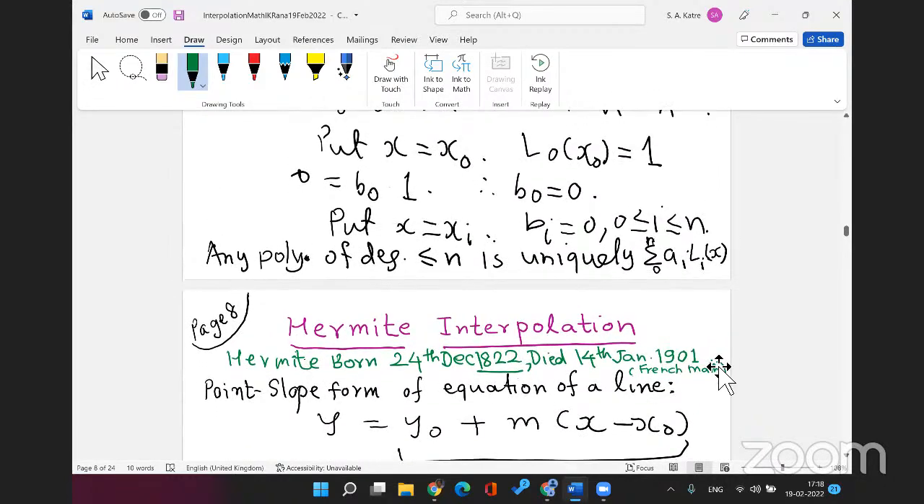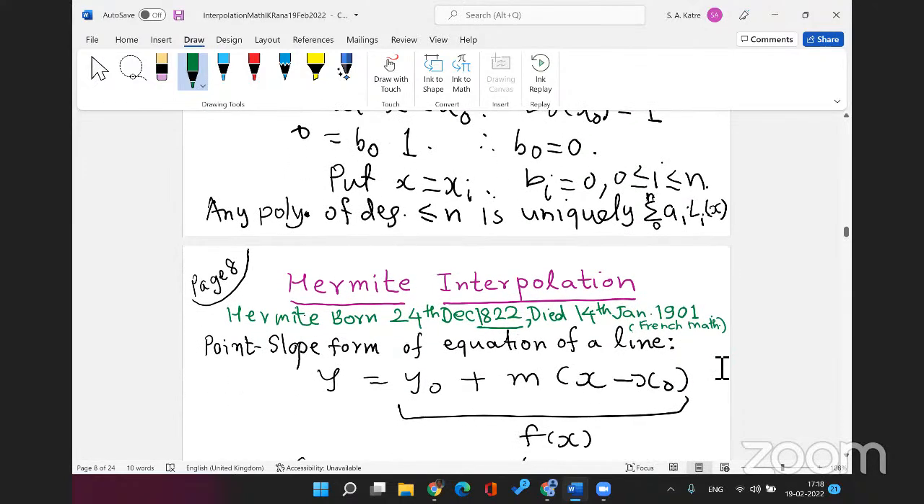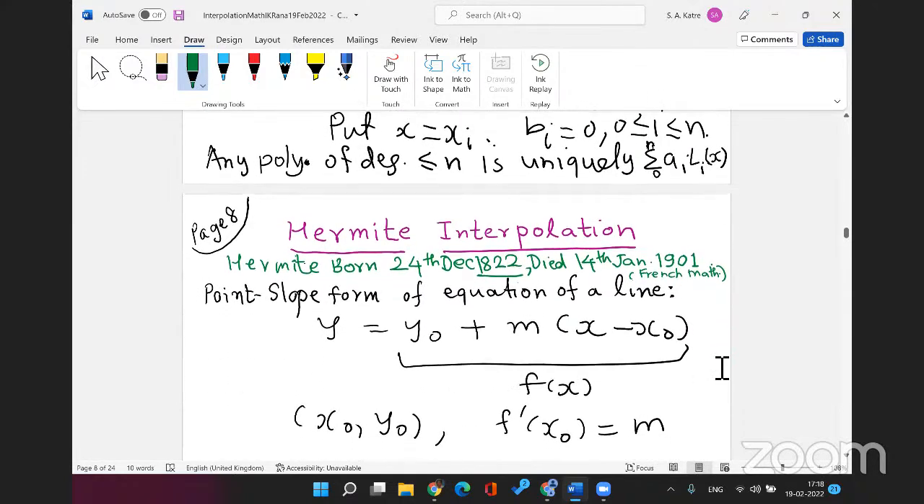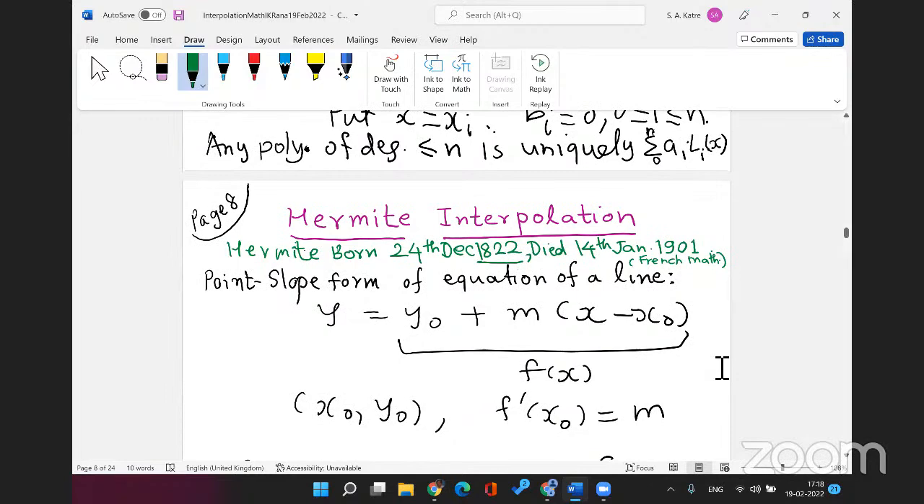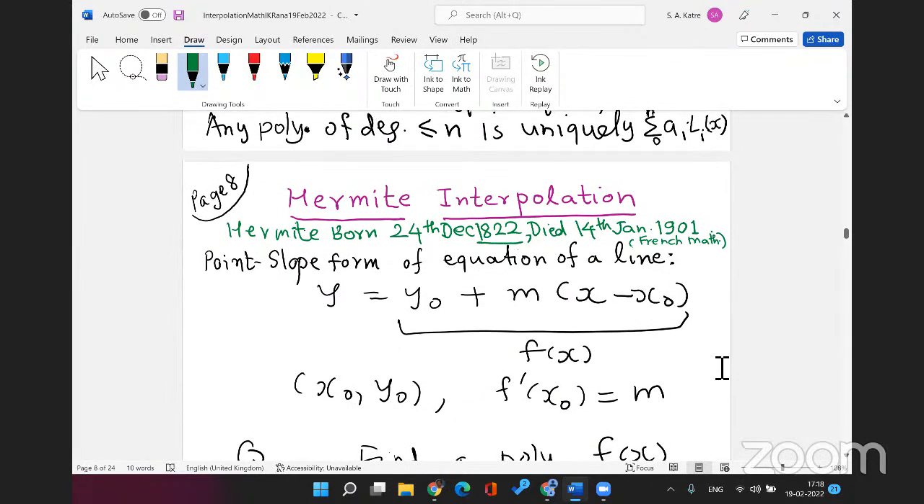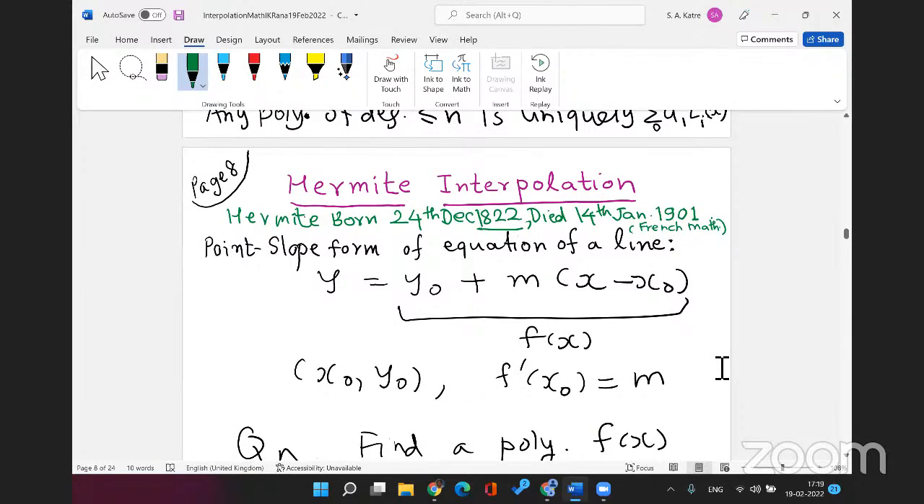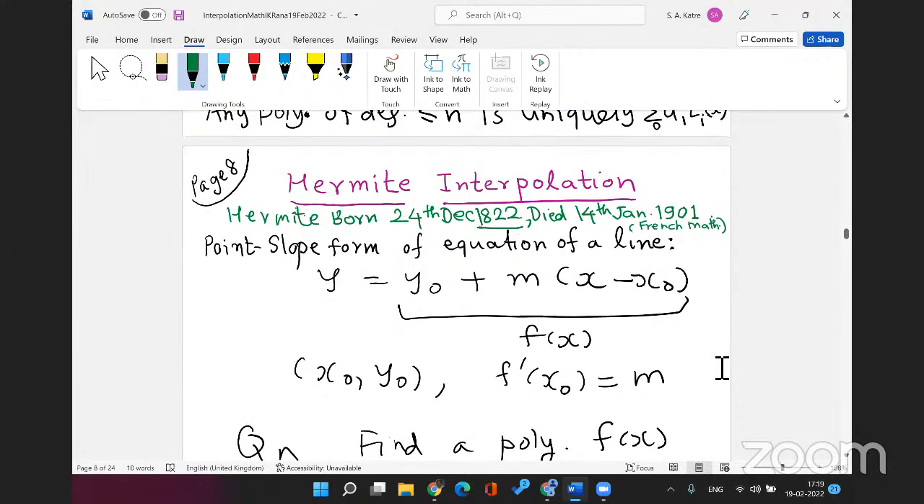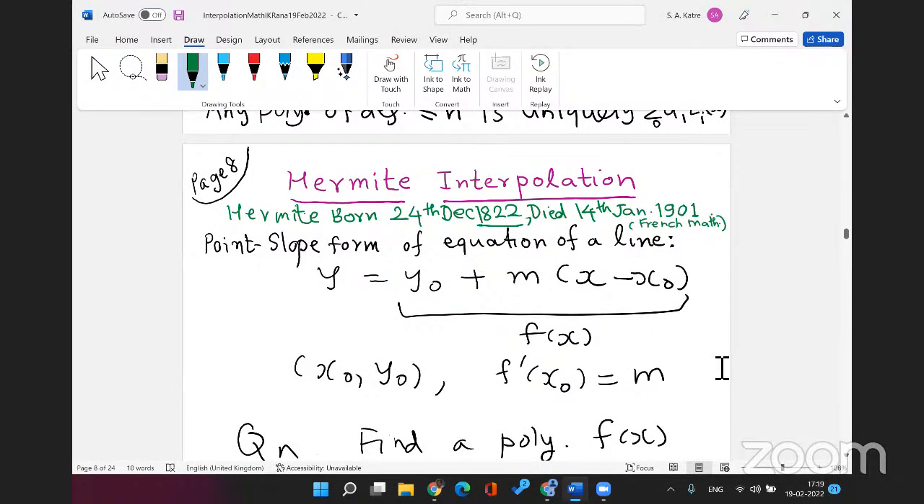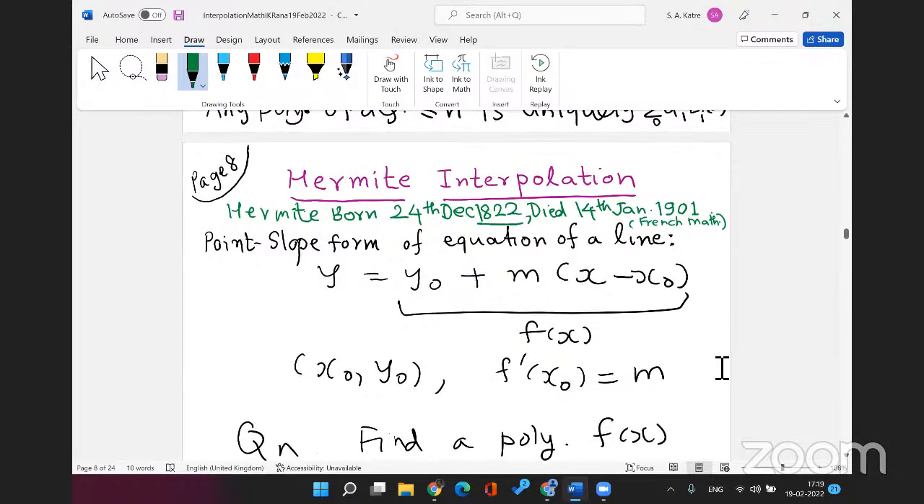So now we see Hermite interpolation, and then we will see the connection with the Chinese Remainder Theorem. Interestingly, Hermite was born in 1822. So this year is the 200th year of his birth, that is 2022.